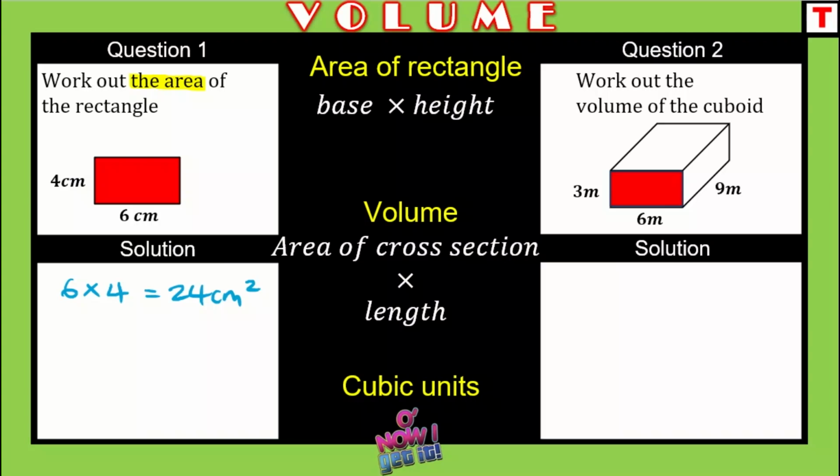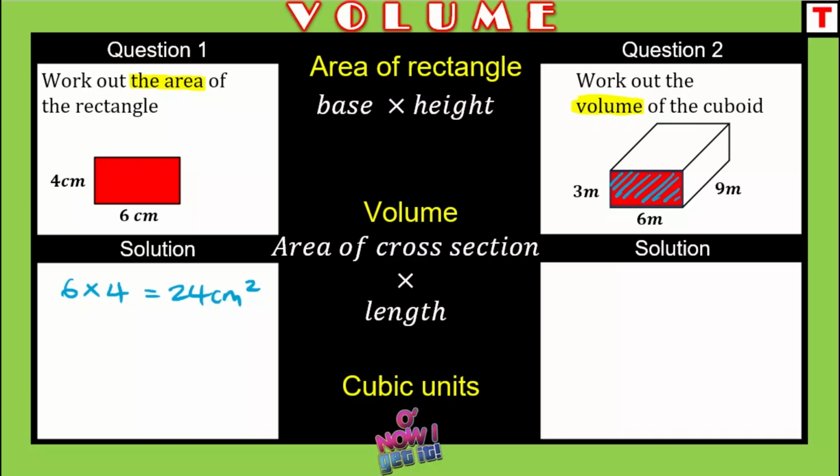Over here, we're being asked to work out the volume of the cuboid. So when we are working with the volume of the cuboid, we need the area of the cross section. The cross section is this face that we have right here. Once we have the area of the face, we simply multiply it by how long the shape is, to get the volume. So let's have a look at finding the area, which is a rectangle shape here. So let's find the area of the rectangle.